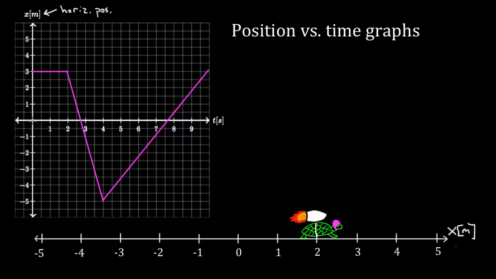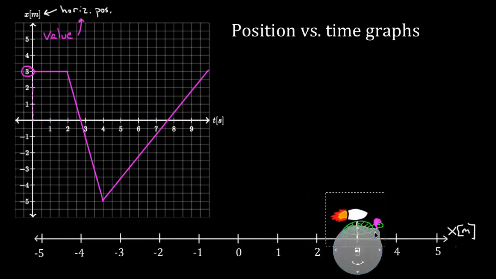Well, we'll start at t equals 0. We'll go up from there. And at t equals 0, the value of this graph is 3. And the value of this graph is representing the horizontal position. So the value of the graph is giving you the horizontal position. So at t equals 0, the turtle is at 3 meters. So let's put her over at 3 meters. She starts over here, 3 meters at t equals 0.